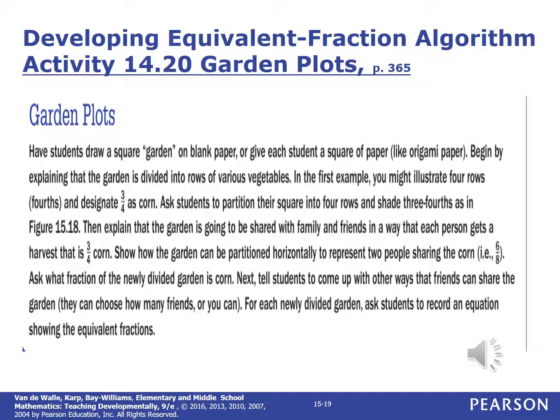But then you might say 2 family members are going to harvest the corn equally. So now they're going to want to partition this into 8 parts, or just cut the 4 rows in half. And then they could see that 3/8 of it will be harvested by one family member, and another 3/8 will be harvested by another family member. But altogether, 3/8 plus 3/8 is still 6/8, which is 3/4. So they're seeing that fraction equivalence occurring again, and partitioning is helping to make that concept sink in.